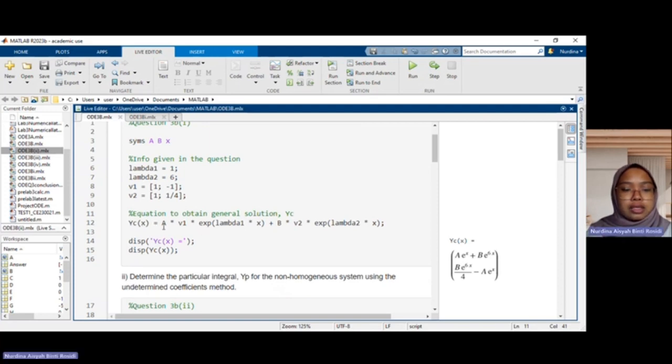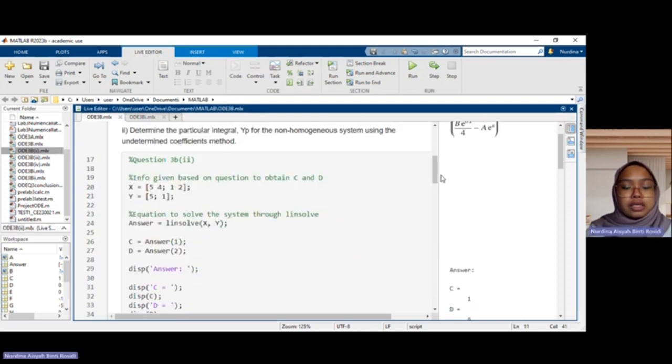I put yc(x) equals a times v1 exponent lambda1 x plus b times v2 exponent lambda2 x. It will calculate based on the info given, so it will display yc(x). So when we run the software, the answer is on the right side: a exponent x plus b exponent 6x, b exponent 6x over 4 minus a exponent x.